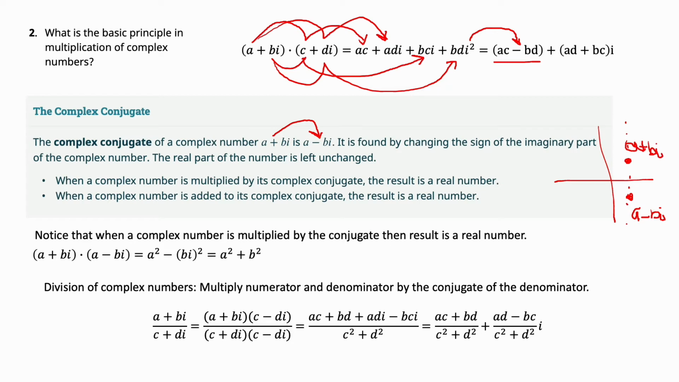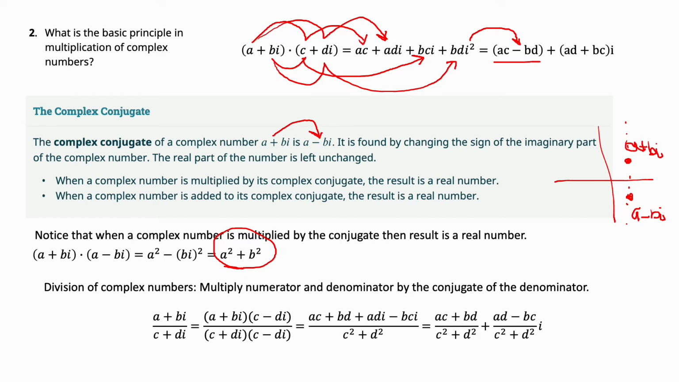Now, something really interesting that happens is that when you multiply a number times its conjugate, this is the difference of perfect squares. So I get the first term squared minus the second term squared. And of course, the second term squared, we get b squared, and i squared is just negative 1. So a negative and a negative becomes a positive. So this is just a squared plus b squared, which is a real number.